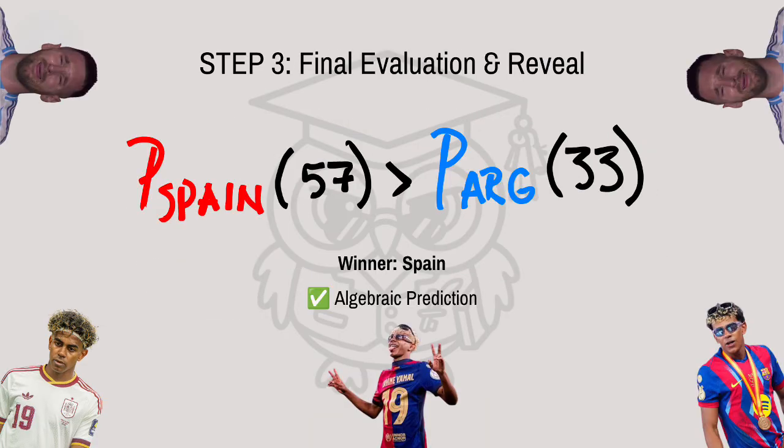Let's compare the final algebraic values to complete the prediction. Spain's historic defensive record gives them a massive numerical advantage under this system. 57 is strictly greater than 33. Algebra predicts that Spain's flawless structural efficiency will outlast Argentina to claim the World Cup trophy this Sunday.